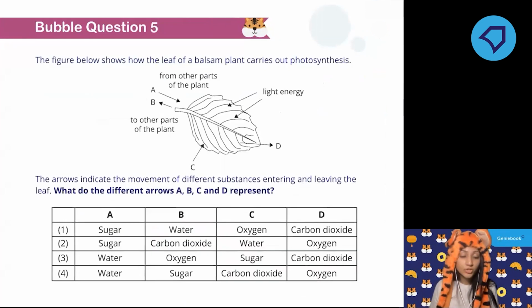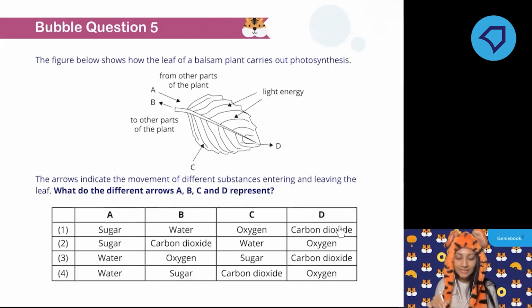Bubble question number 5. The figure below shows how the leaf of a balsam plant carries out photosynthesis. So they just take a leaf from this plant called balsam, and then you see all these little arrows, right? The arrow pointing towards the leaf, away from the leaf, and light energy coming in, and something comes into the leaf and something goes out. If you remember the animation earlier, during the first few slides, what do you see in terms of the movement of materials? What do the different arrows represent?